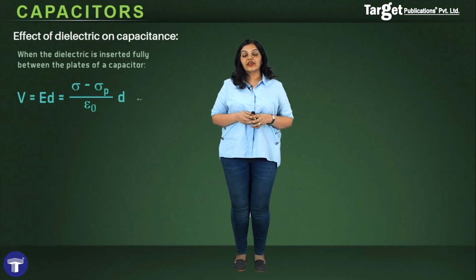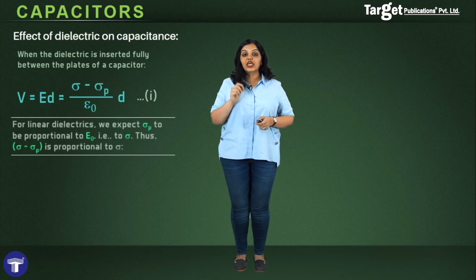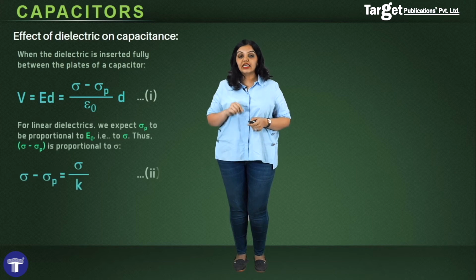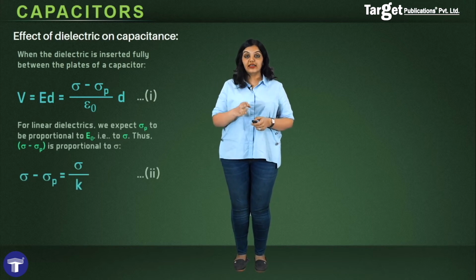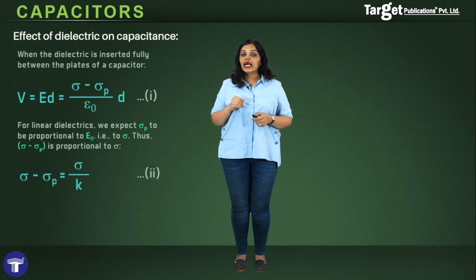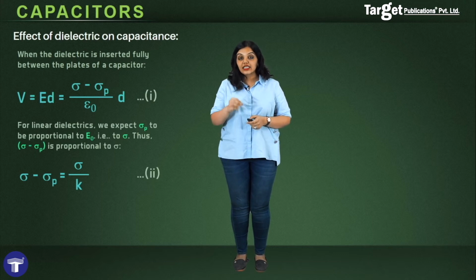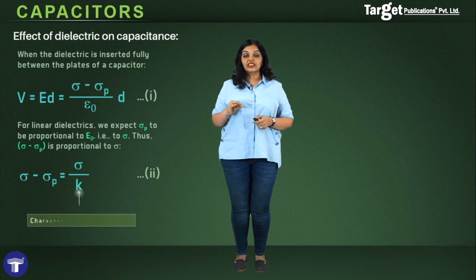From this I can find the new formula for the capacitance. For the case of linear isotropic dielectrics, which are the kinds that we are studying in this chapter, we assume that sigma minus sigma p is directly proportional to sigma. This is an assumption only valid for linear dielectrics. I will remove the proportionality sign and replace it with the constant 1 by k. Therefore sigma minus sigma p is equal to sigma by k. This is equation 2. This constant k is a characteristic of the dielectric.